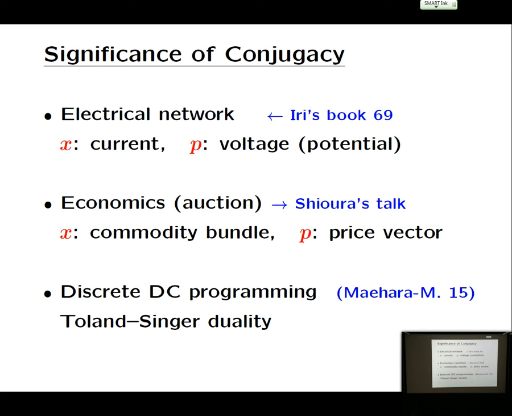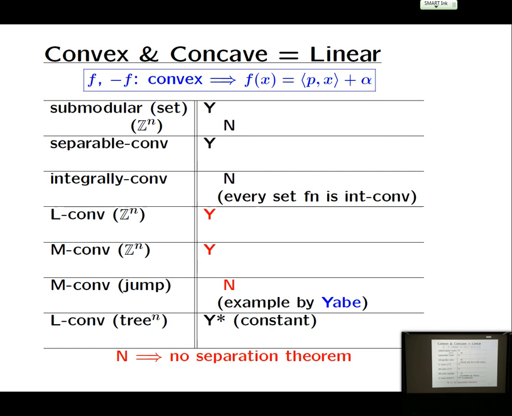And if we have biconjugacy, we can develop a discrete DC program, difference of convex function programming. This is our recent work, and it derives a discrete version of Toland-Singer duality. This is another kind of duality. Okay, now the duality, what was that?